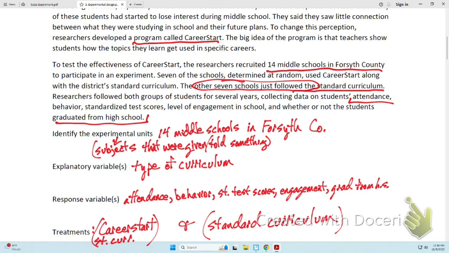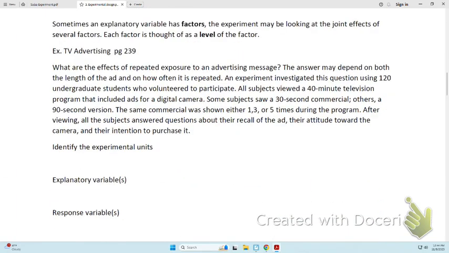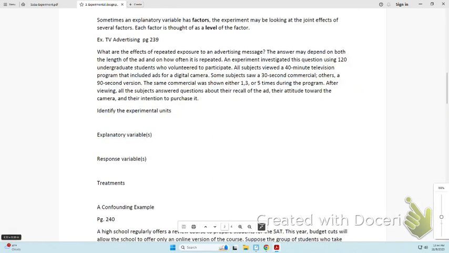All right. So moving on, we took it a little further. We looked at a more complex experiment. Let me zoom out a little bit. So this was TV advertising, and you see right above it that sometimes an explanatory variable can have multiple factors, multiple treatments given at different levels. So maybe hit pause and skim through it. And hopefully you see that the experimental units, the people that entered the study, were the 120 undergraduate students.